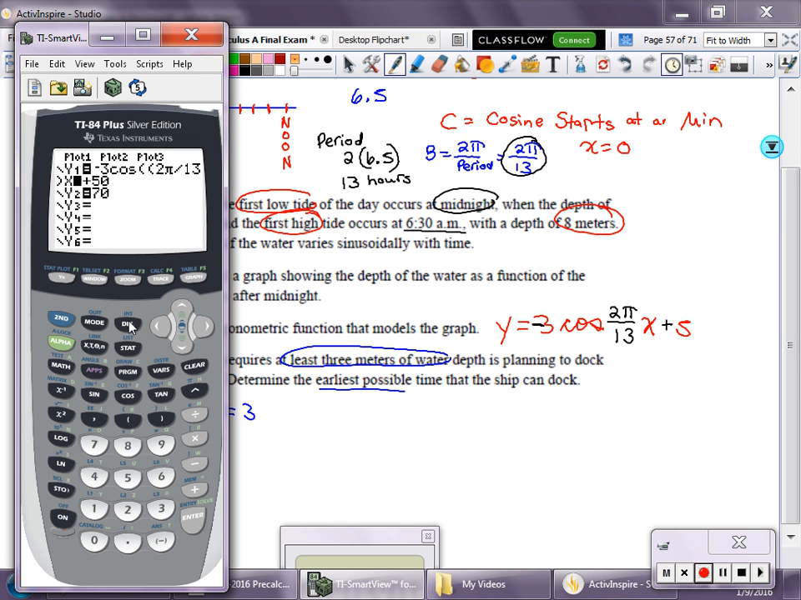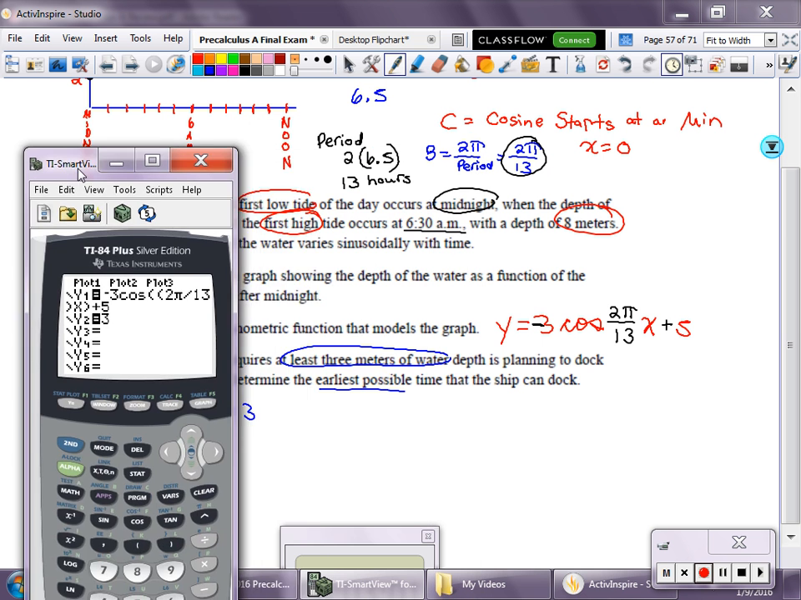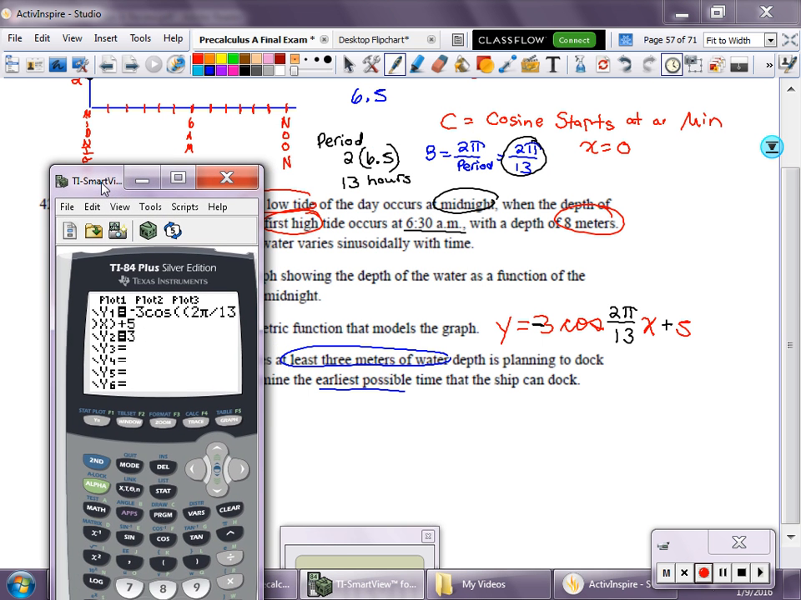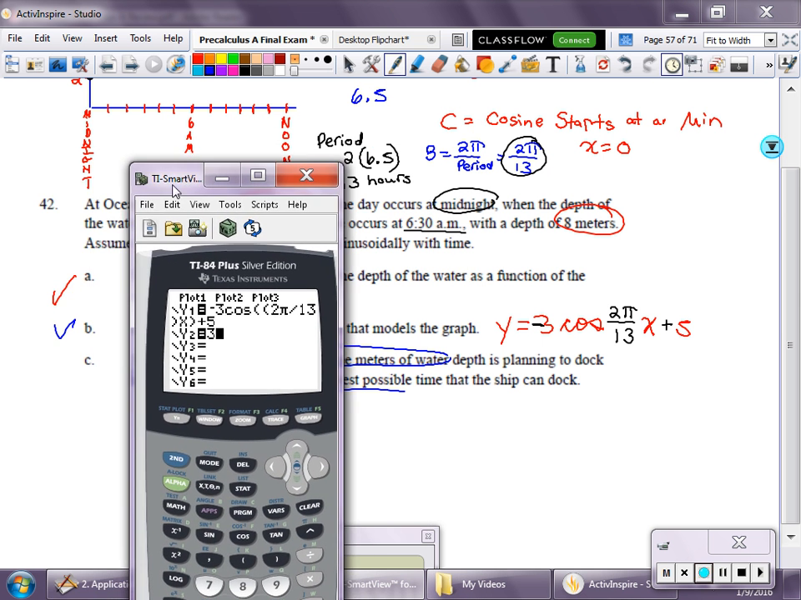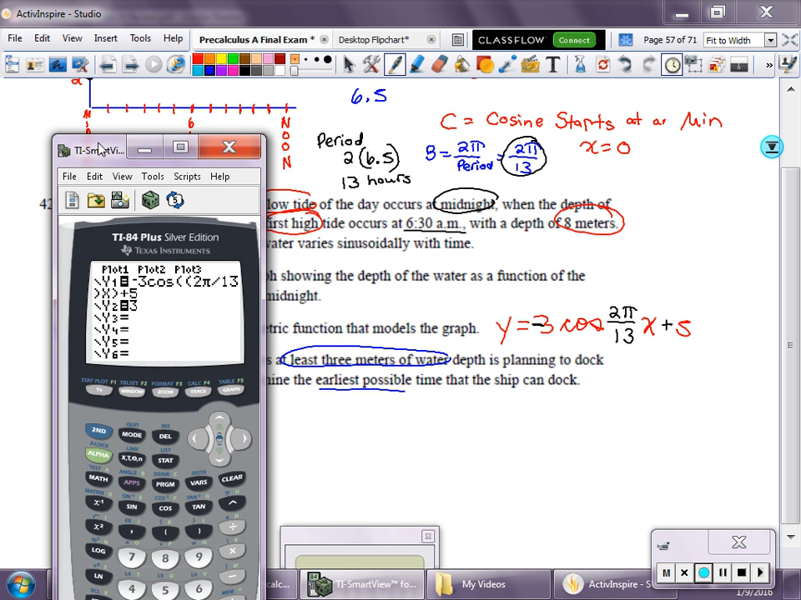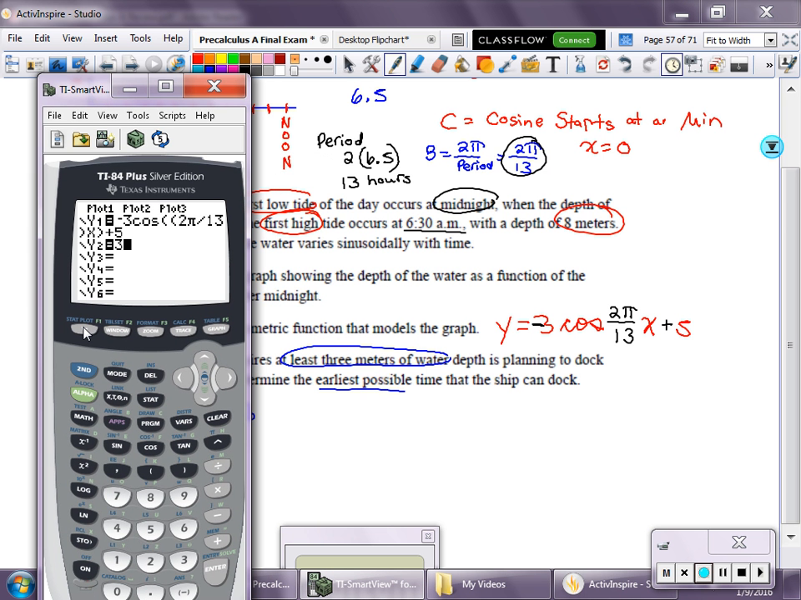Okay, we only need 1 parentheses to close it. That's to multiply our B value times X. We have it, and our new D is 5. So delete that 0, and our goal is to get to 3 this time. So I just press clear, erases everything. I don't know if you want to do that all the time. Now you have to change your window. This is going to be from 12 to 12, so 0 to 12. 12 noon is 12 o'clock.